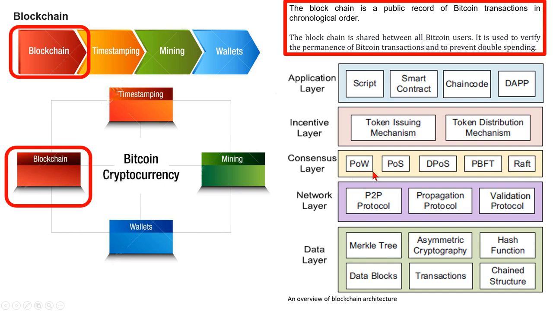POW is the consensus algorithm used in Bitcoin. Each node of the network is calculating the hash value of the block header. There is a random number, nonce, in the block header so that the miners can change it to get different hash values. The consensus requires that the computed hash value must satisfy the threshold set in the nBits field.